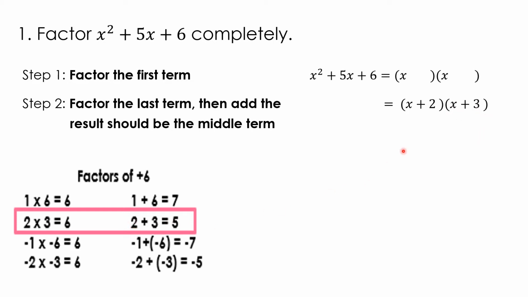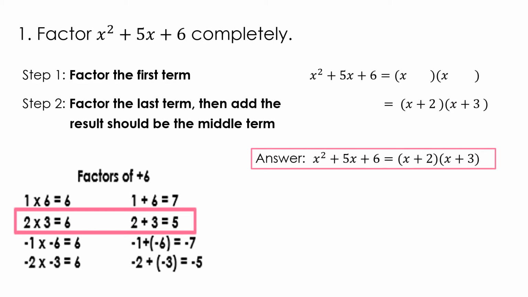So you just copy here our factors 2 and 3, and then you add the factors of your first term, so we have x. So our final answer is x squared plus 5x plus 6 is just equal to the quantity x plus 2 times the quantity of x plus 3.